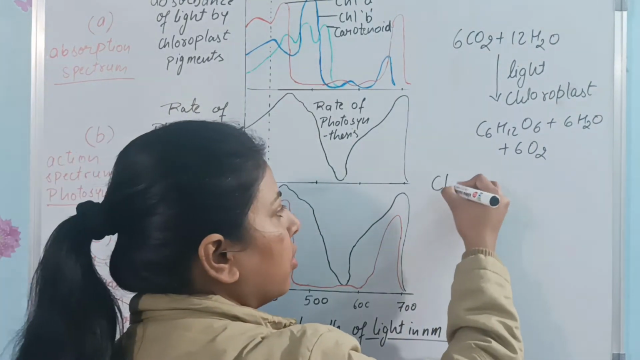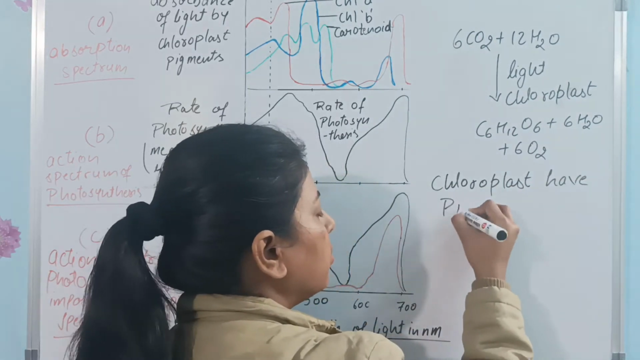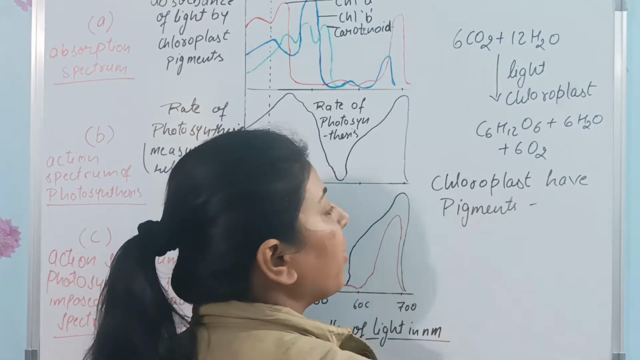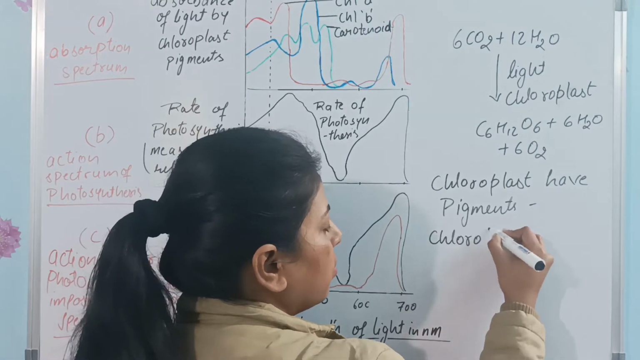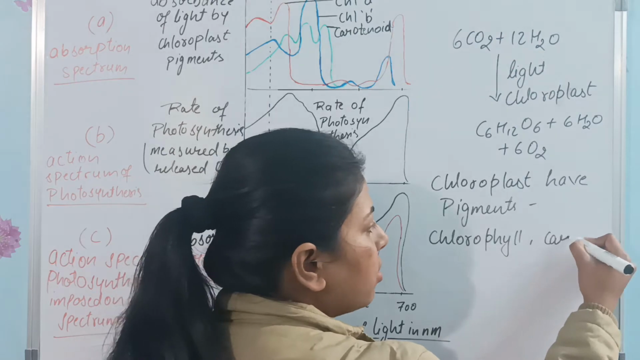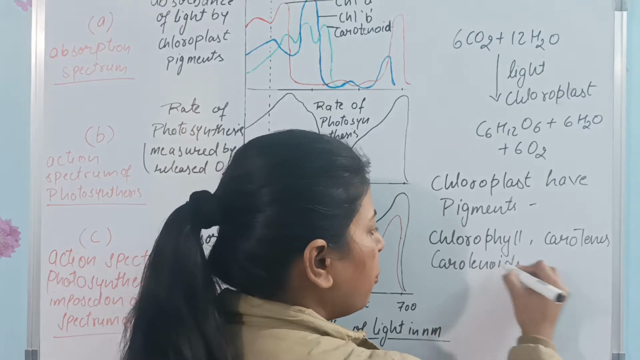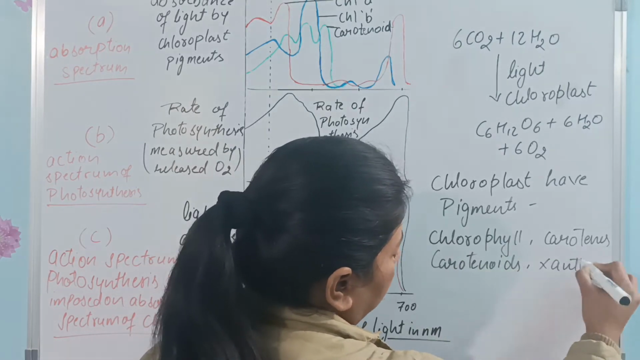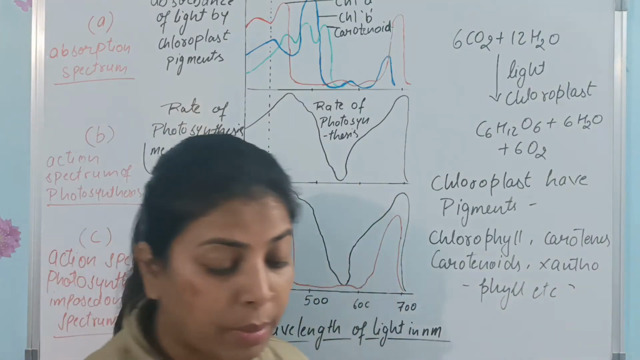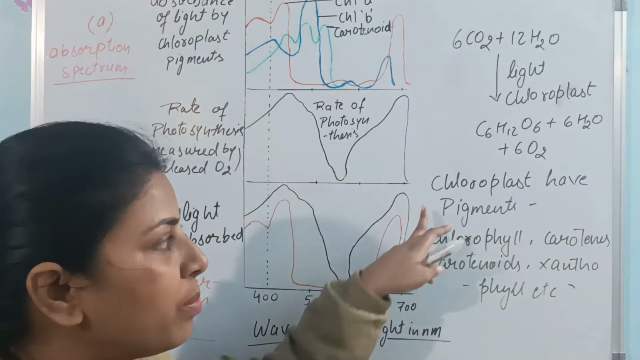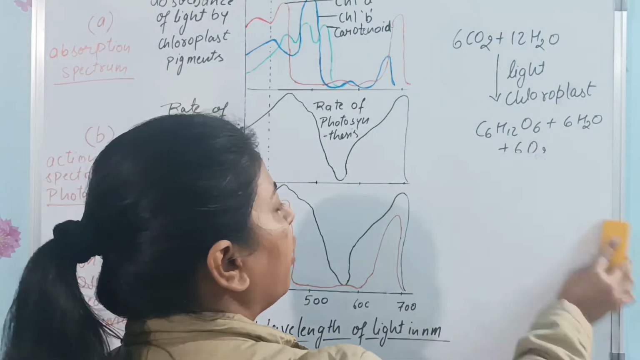So basically chloroplasts have pigments. We are talking about photosynthesis in higher plants. The chloroplasts of higher plants have pigments like chlorophyll, carotenes, carotenoids, xanthophylls, etc. These are the main important pigments. So we have to discuss the absorption spectrum of the pigments as well as the action spectrum of photosynthesis, that means the rate of photosynthesis.